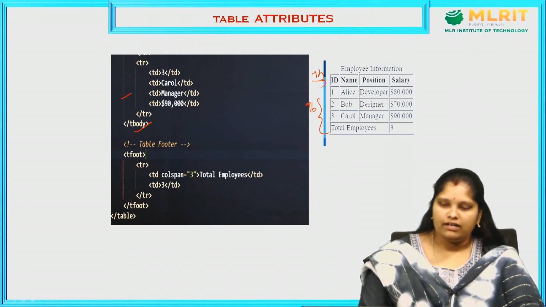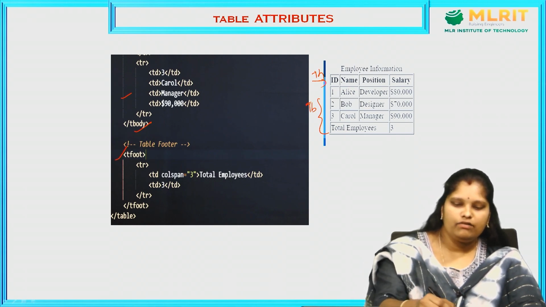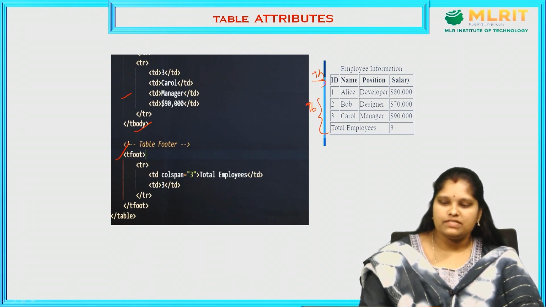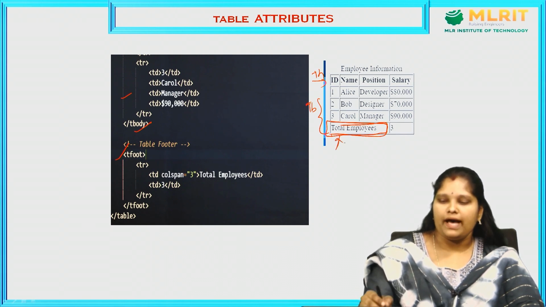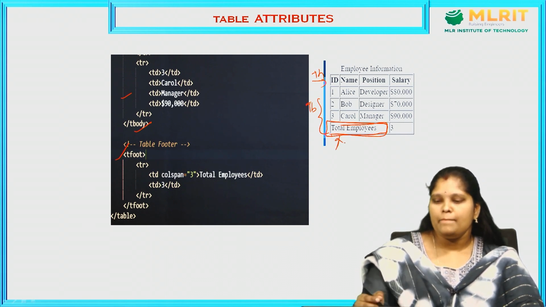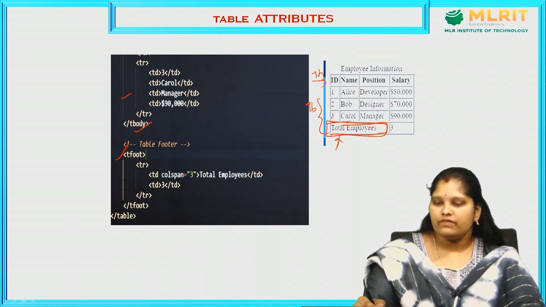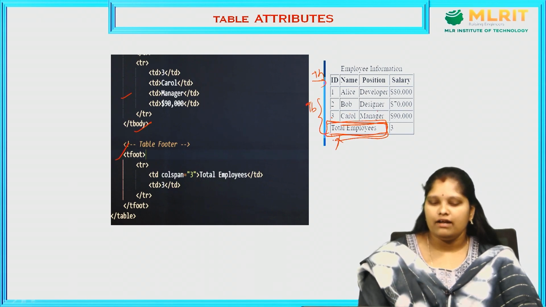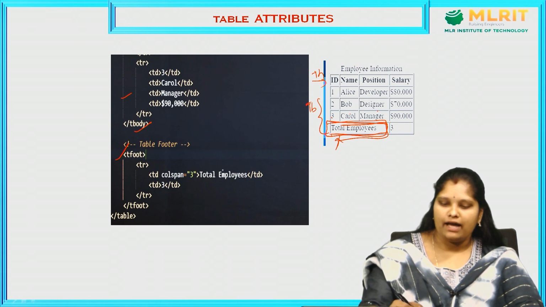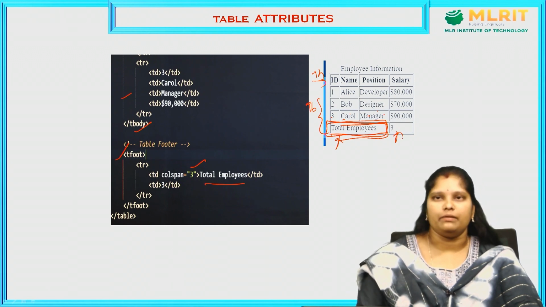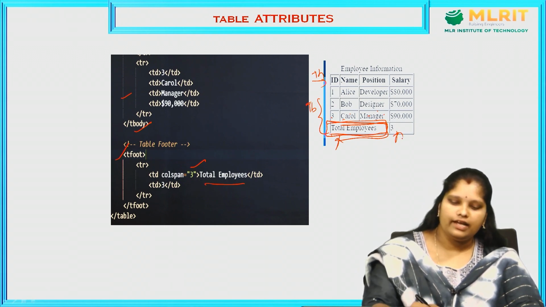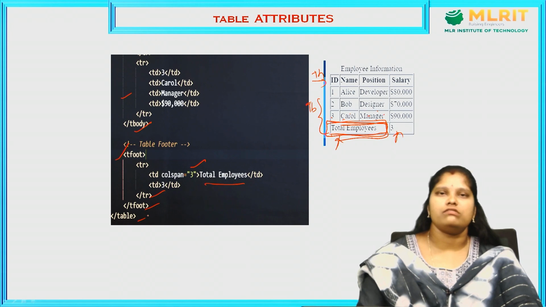And after that, table footer, right? Column span. Here the total employees, right? Here we can use column span, right? For these 3 columns, we need one heading. For that, we need to use column span as 3 columns, and total employees are there, and TD is 3, right? TD is 3, and close that footer and also the table tag.